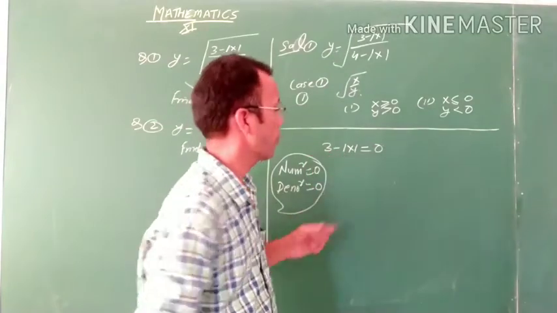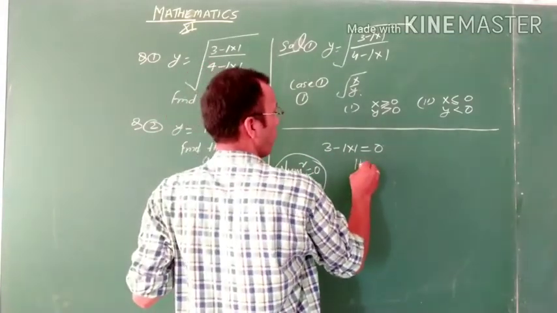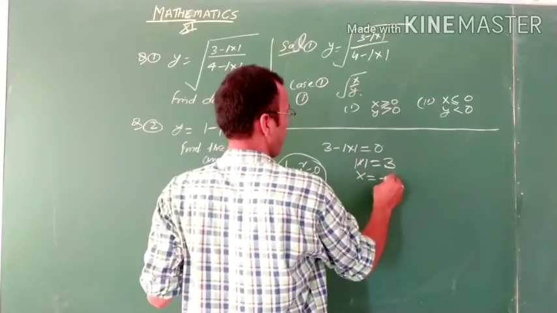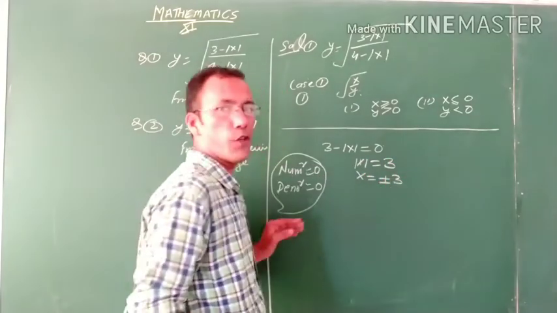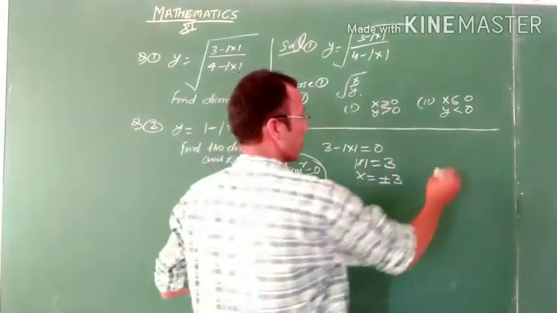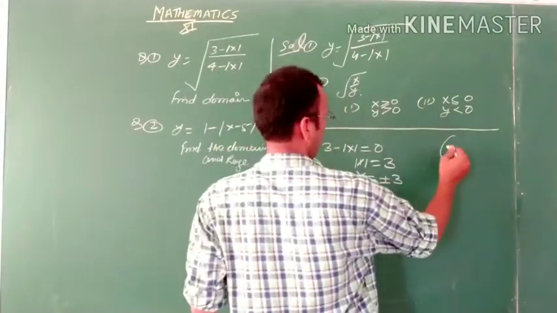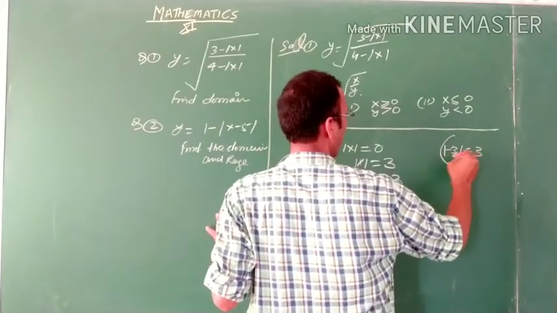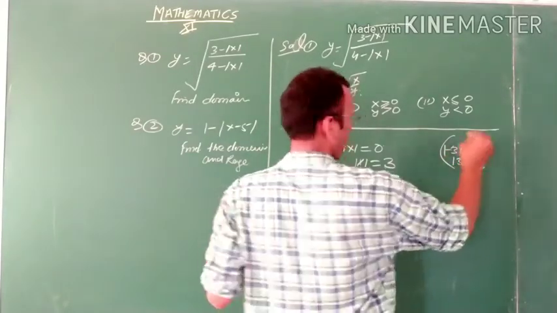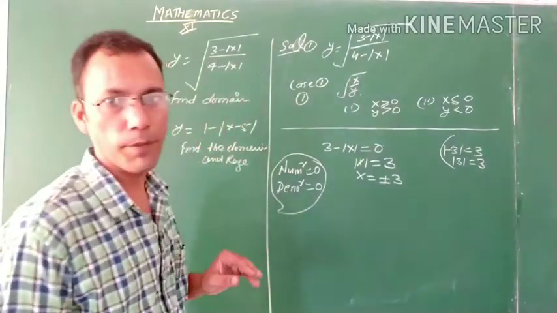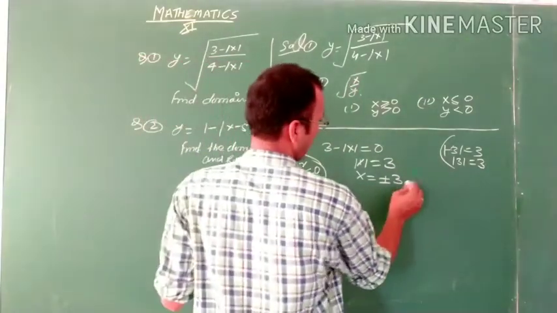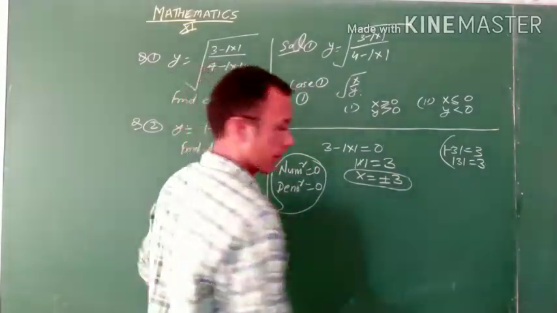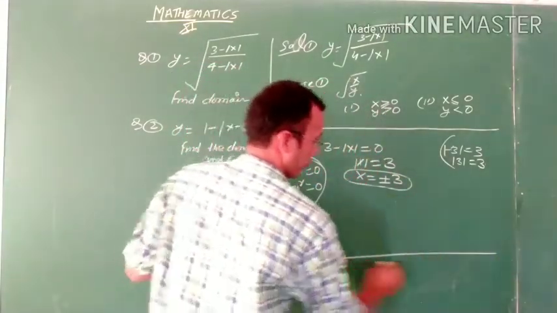3 minus mod x is equal to 0, and this is mod x is equal to 3, and x is equal to plus minus 3. Now the question arises, why have we written plus minus 3? Okay, see this one. If I write mod minus 3 is equal to 3 and mod plus 3 is equal to 3, in both cases this is 3. So this is the critical point, which is 3 and minus 3.